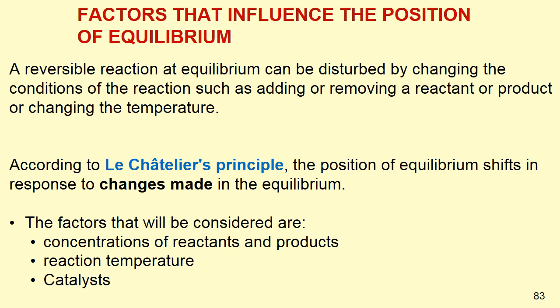Le Chatelier was a man who studied equilibrium, and so they named this principle after him, Le Chatelier's principle. And Le Chatelier says that the position of equilibrium will shift in response to changes made to the equilibrium. So here's some factors that can change which way an equilibrium lies. The concentration of the reactants and products, the temperature of the reaction, and possibly catalysts. So let's look at each of those.